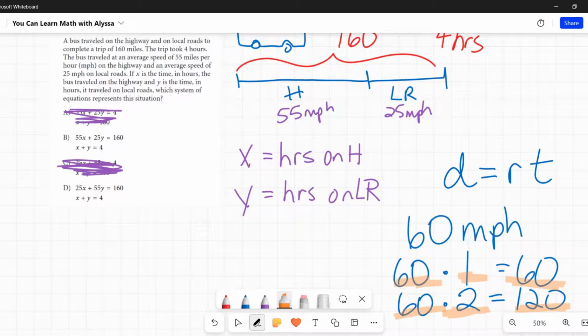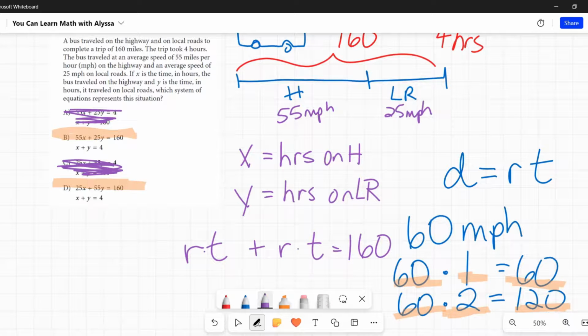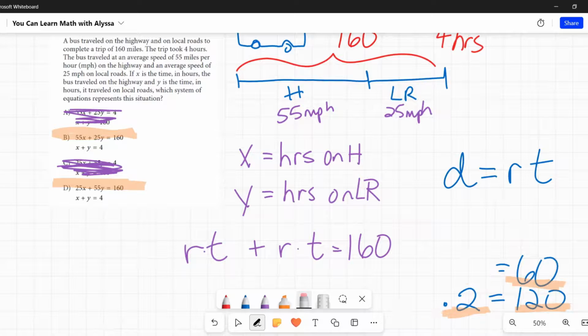There's a ton of variations on this problem. I can't go over all of them. I can only go over the one that's right in front of me. So distance equals rate times time. So this equation up here, these two variations, they're saying they add up to 160, the total distance. So I'm going to have a rate times a time, and then a second rate times a time, and together equals that total distance of 160.